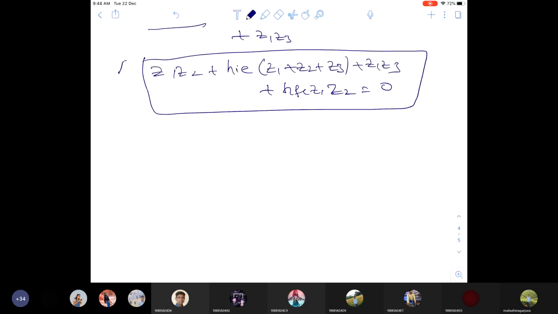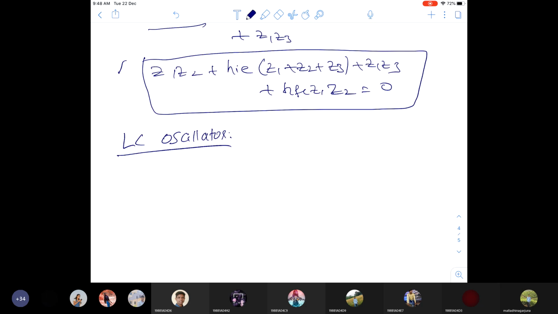Definitely we'll get a question on the Colpitt's or Hartley oscillator, so for those you have to remember this equation and start with it. Is it clear? This is the general form equation applicable for both the Colpitt's and Hartley oscillators. Now let's start with LC oscillators.